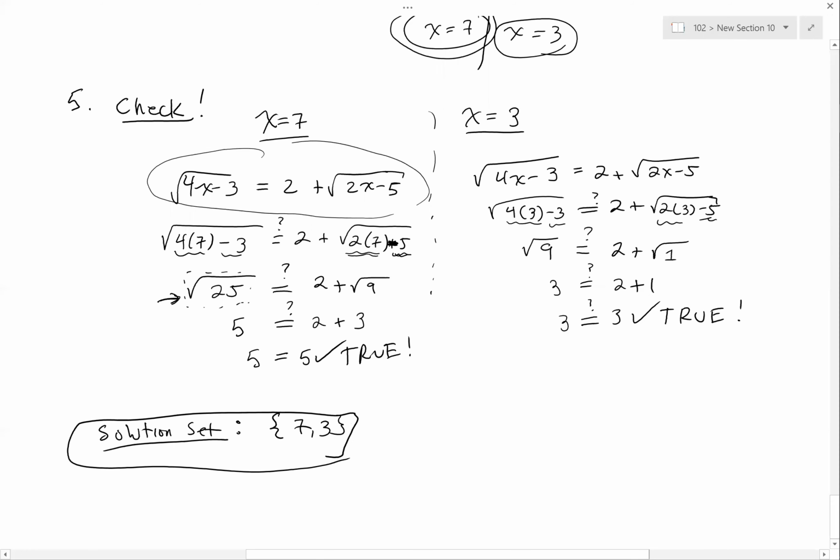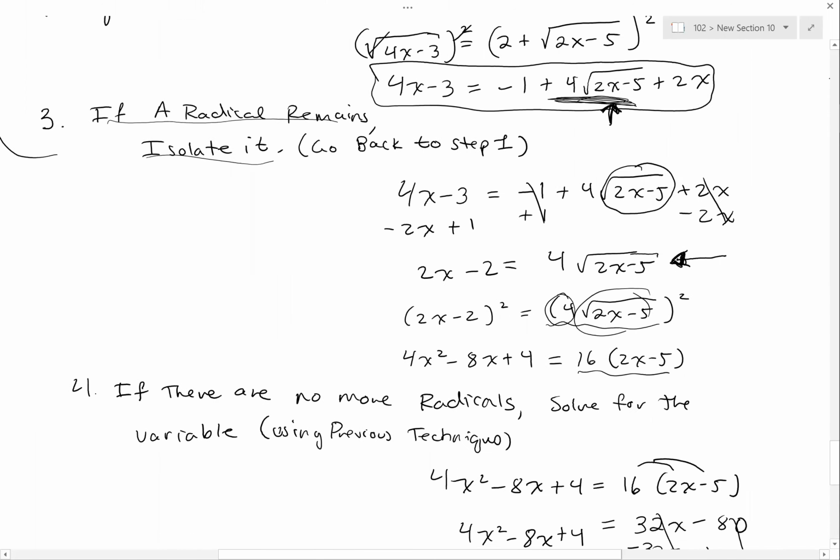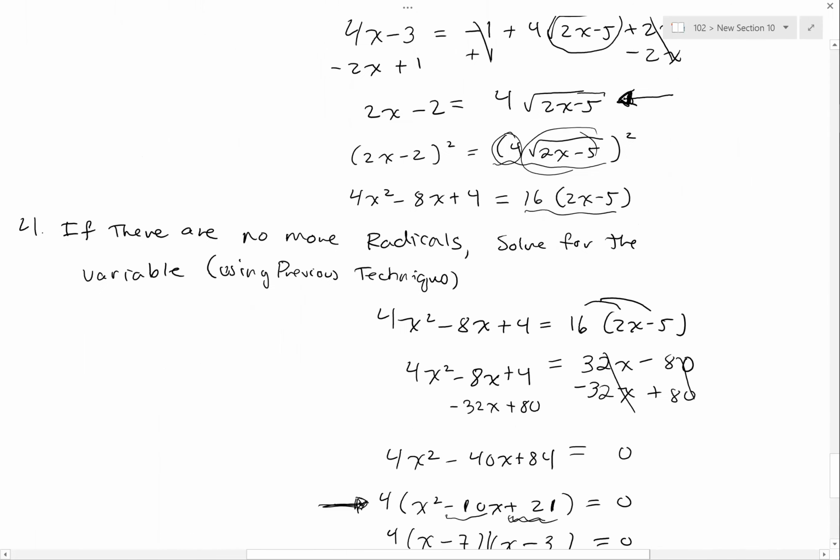So those are the steps. You isolate a radical, you square both sides and simplify. If needed, you isolate another radical, square both sides and simplify, and so on, until no radicals remain. Then you solve via factoring or directly, depending on what you end up with. Those are the steps, and we used example number 7 from the handout.